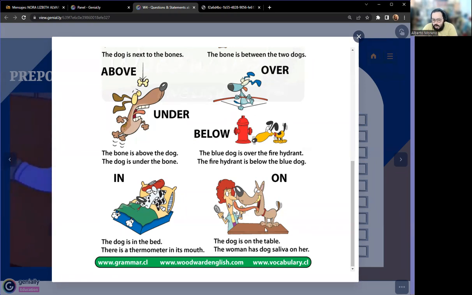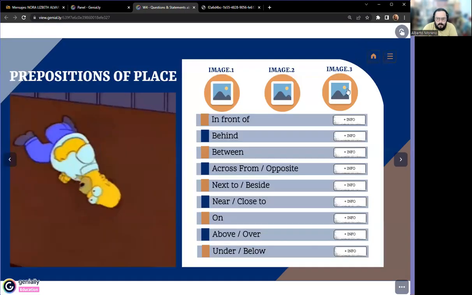Y acá con el on, las patitas del perro sí están tocando la mesa y pues la saliva está en la piel de la persona porque pues el perro lamió a esa persona. Ok. ¿Quedó claro?